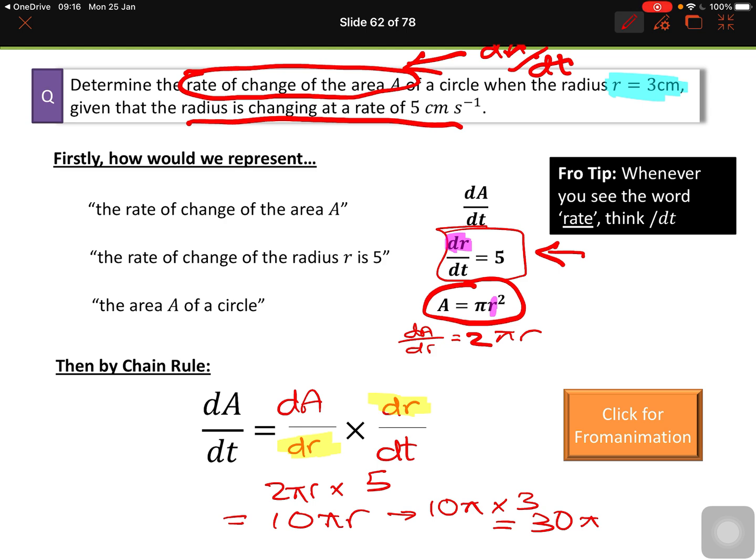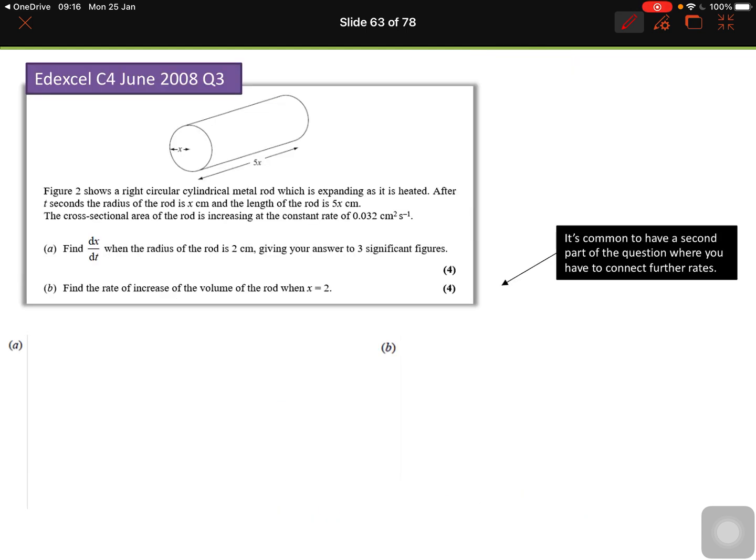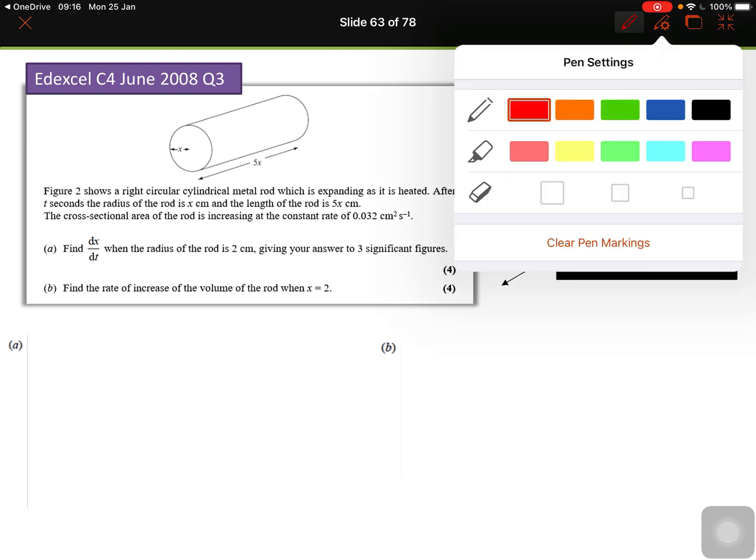Right, let's just have a look at a couple of questions. So, figure 2 shows a right circular cylindrical metal rod which is expanding as it is heated. After t seconds, the radius of the rod is x centimetres and the length is 5x. The cross-sectional area of the rod is increasing at a rate of 0.032 centimetres squared per second.